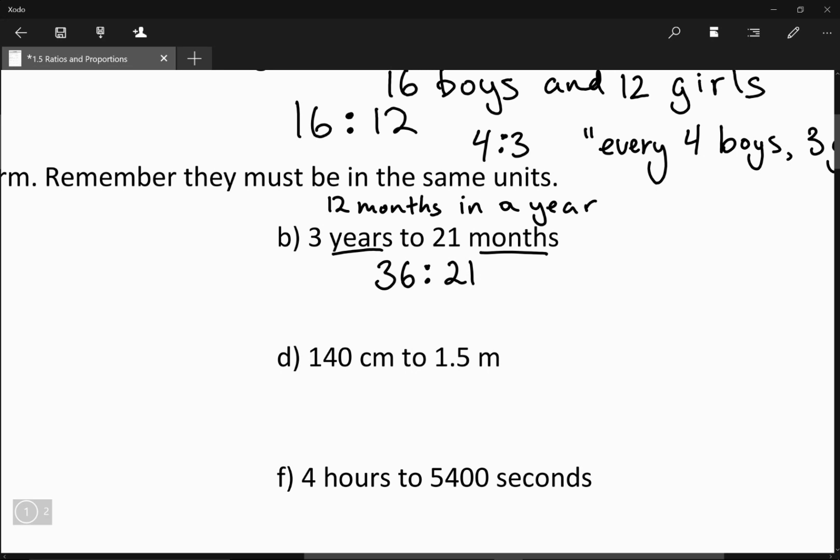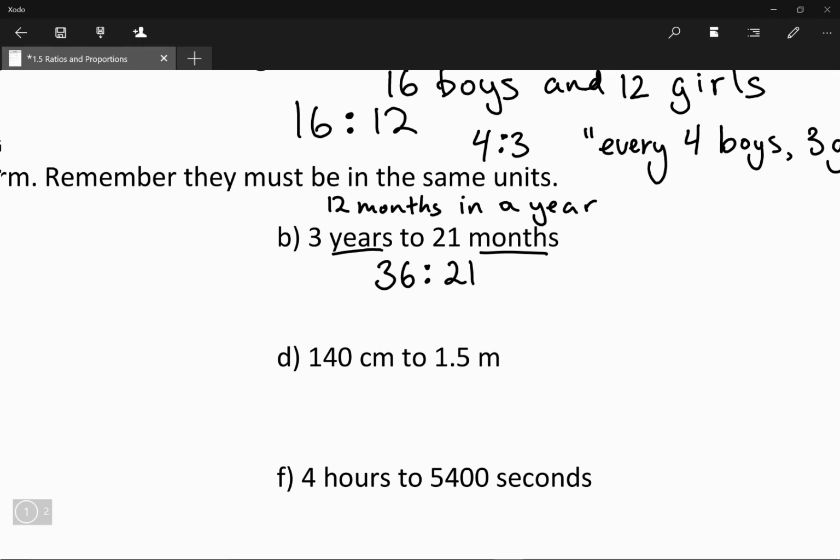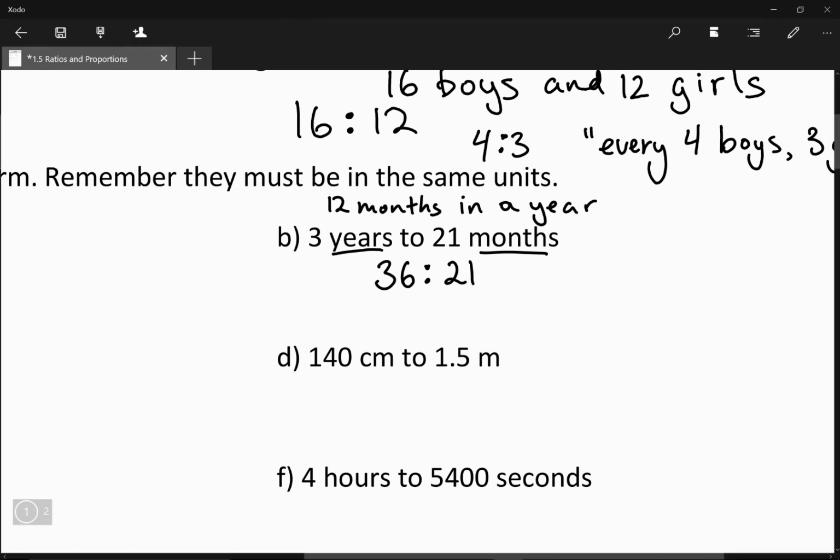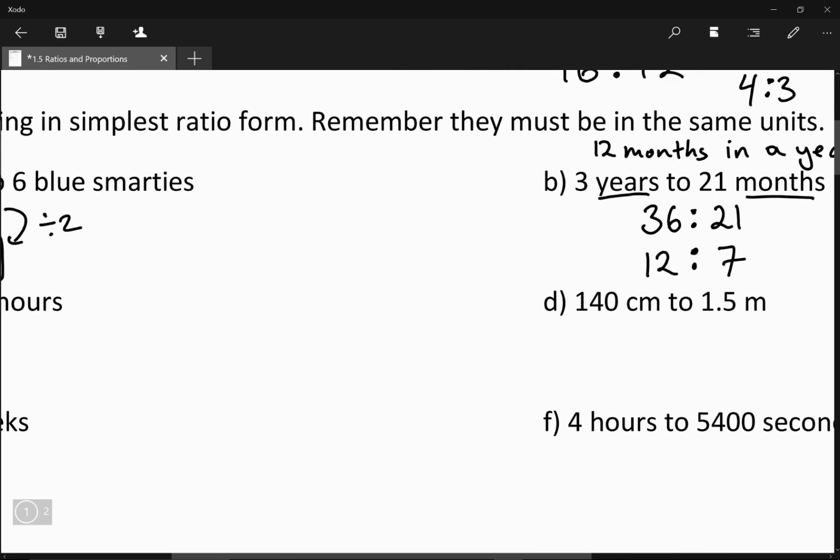Okay, these are now the same units. If I do put this in lowest terms, I can divide each number by 3. So 36 divided by 3 gives me 12. And 21 divided by 3 gives me 7. So my ratio in reduced form is 12 to 7. Okay. Let's look at C.